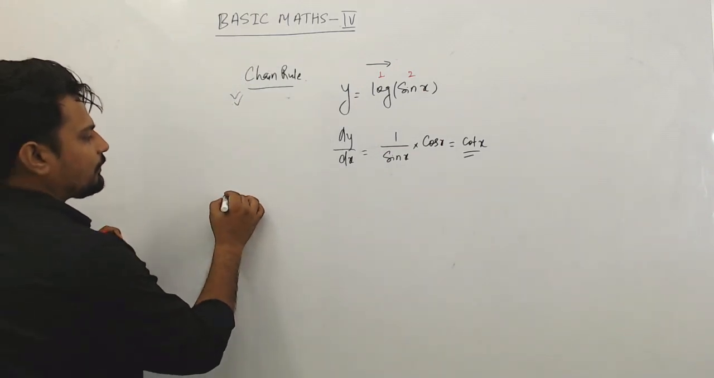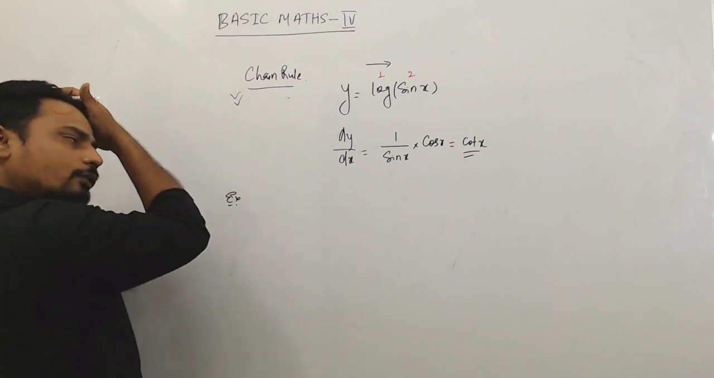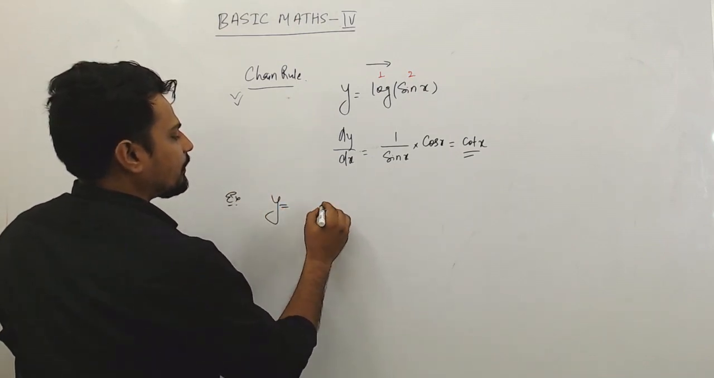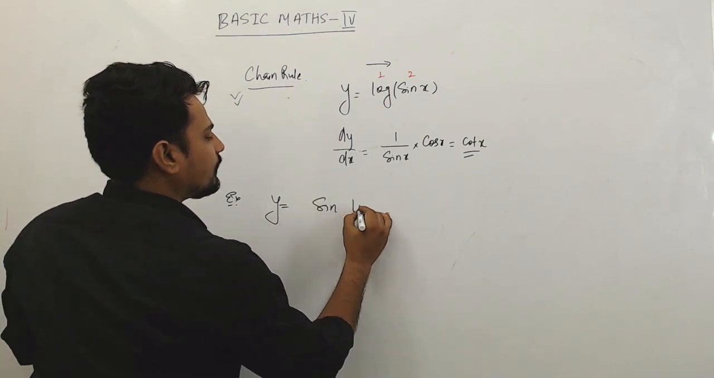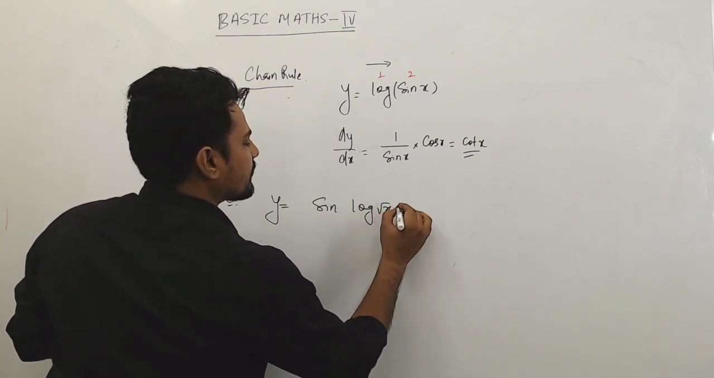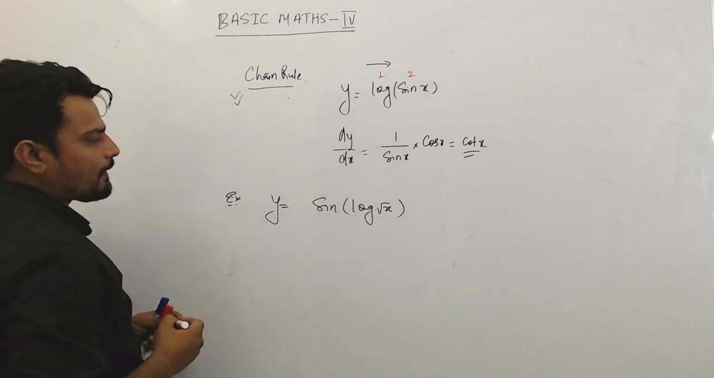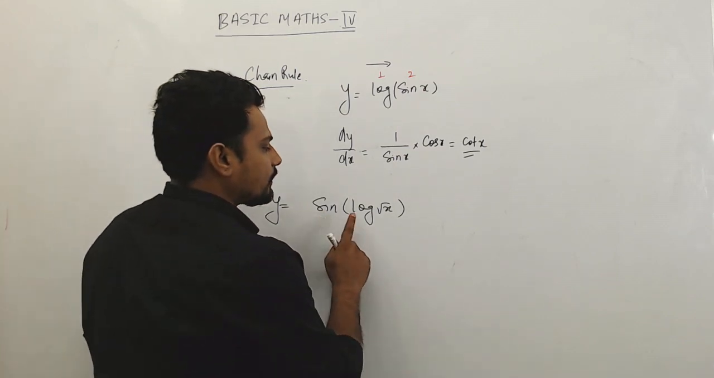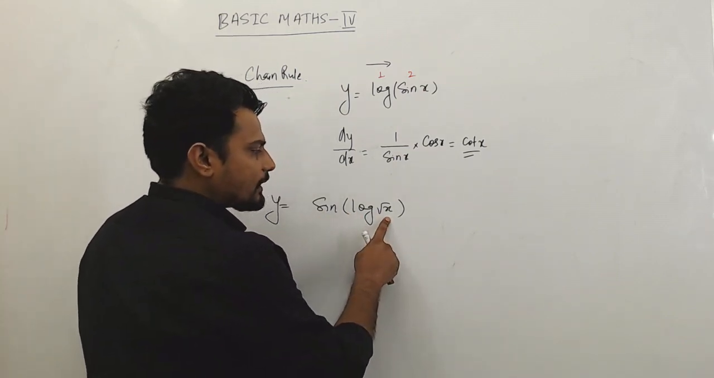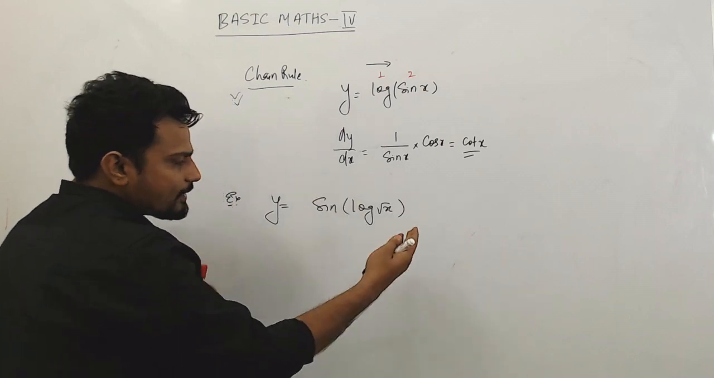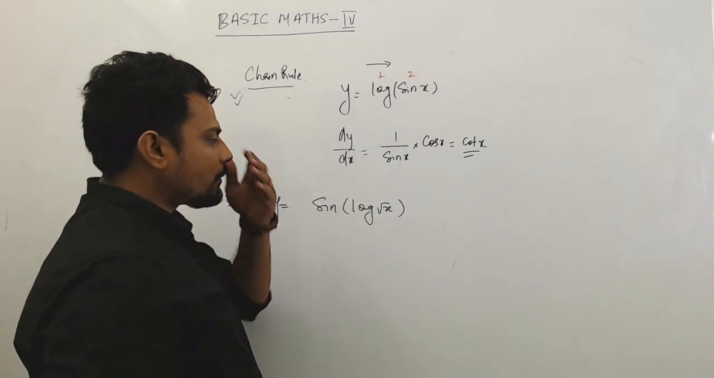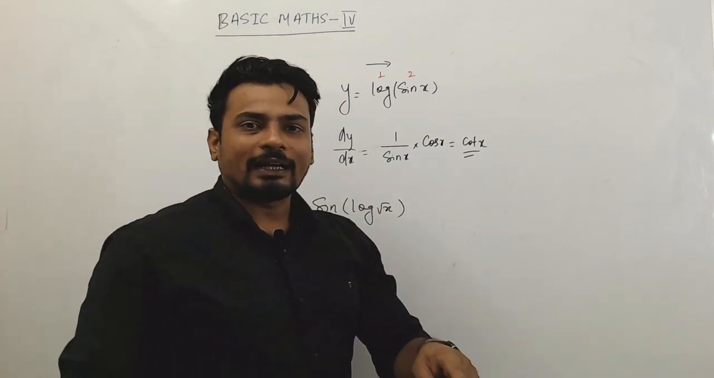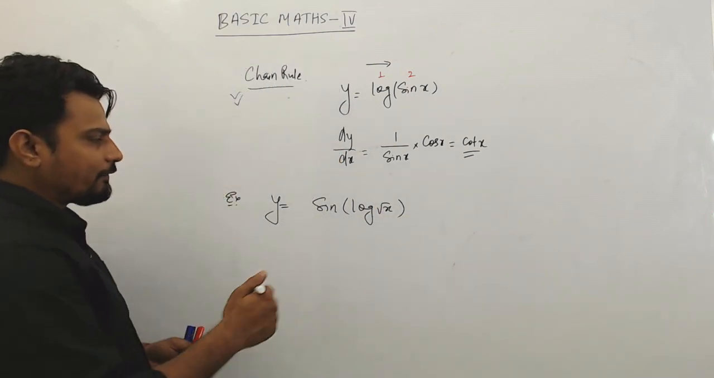You can have one more example. Suppose I have more than two functions, then this is also valid. For example, y is equal to sine of log of root of x. Here I have three functions: trigonometric, logarithmic, and algebraic. If I had just x, even if it is present, the derivative of x is 1, so we tend to neglect it. But over here, the derivative of root x is not 1, so we have to consider it as a separate function and work on it.